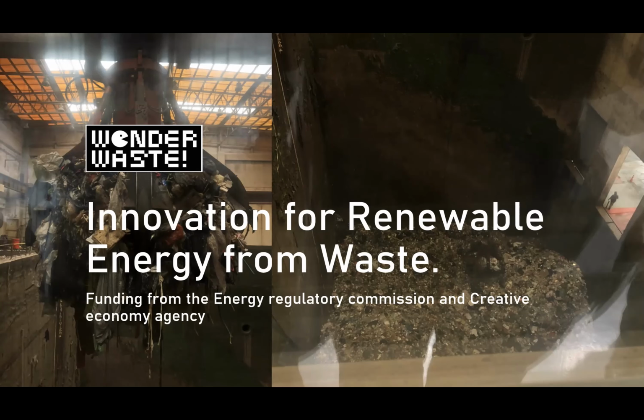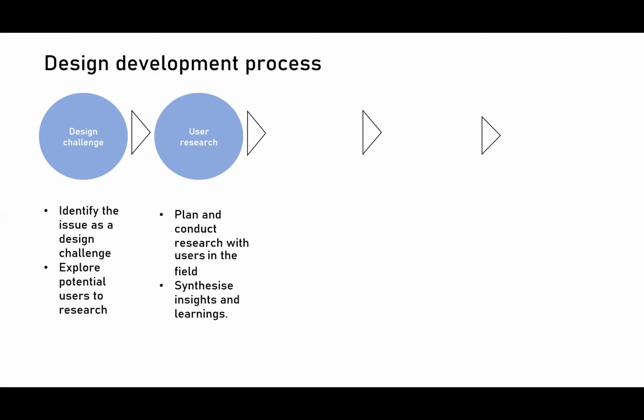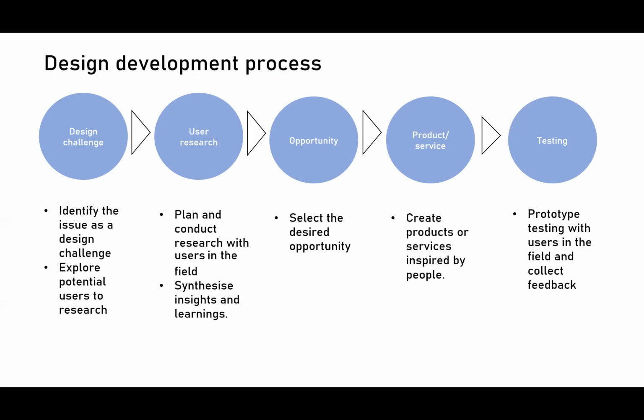So how we started out was that we looked at all these different processes. We're trying to merge design thinking with systems thinking. We start with a design challenge. We explore opportunities and see what we can do. Then we work with users. We go in and talk to users and get the insights. Then we look for what opportunity we can create to make it happen. Then we create the products and services, and then we test them.